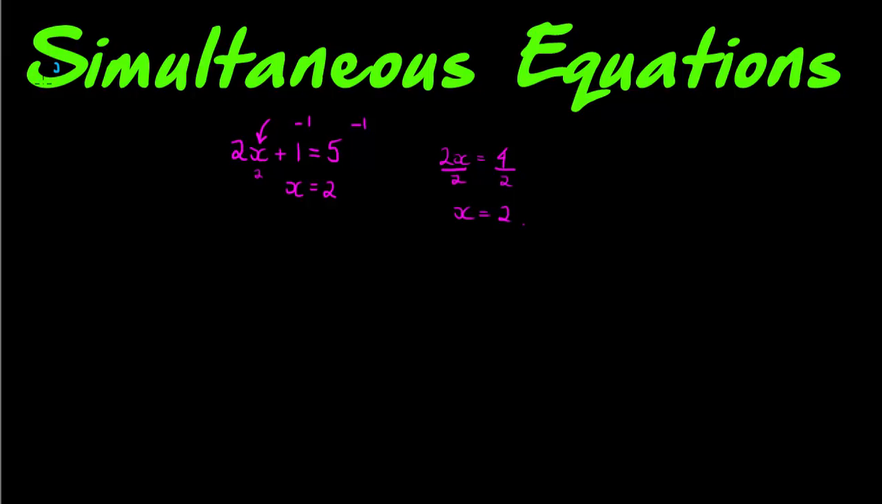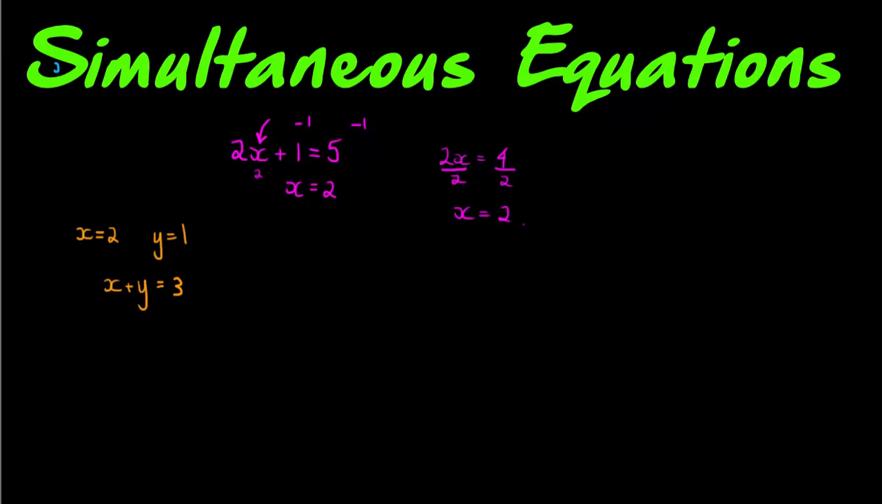Now, in simultaneous equations, we'll actually have two unknowns. So let me do it this way around. Let's say I already had my answers. I already know that x is equal to 2, and I already know that y is equal to 1. Now I can say that x plus y is equal to, well, x is 2 and y is 1, so x plus y would be equal to 3.